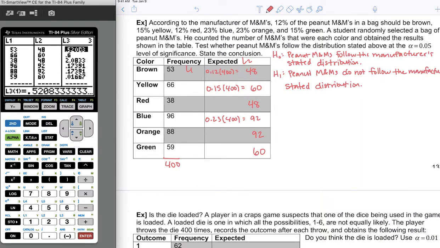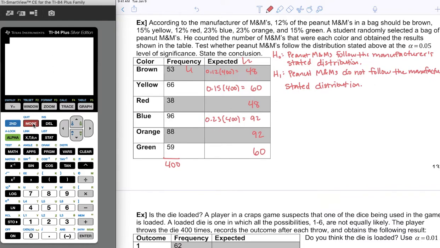So now what we want to do is add these values up. That will give us our test statistic. So let me get out of my lists, and I'm going to sum up L3. So second, stat, math. Number 5 is sum. And we're finding the sum of the values in list 3. So here's our test statistic, which I think I'll write down just so I can reference it. Chi-square equals about 3.569.